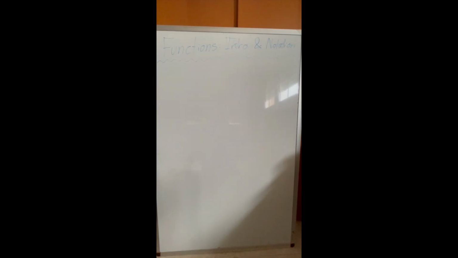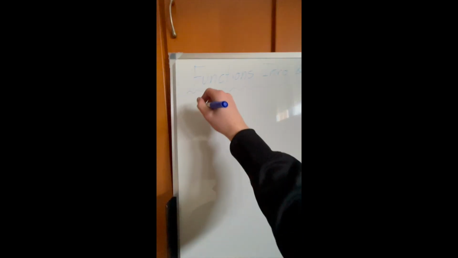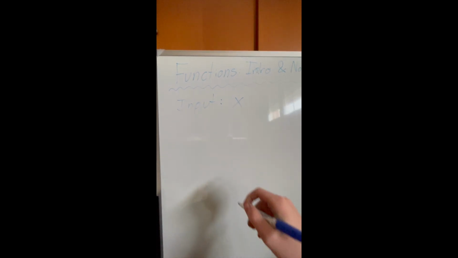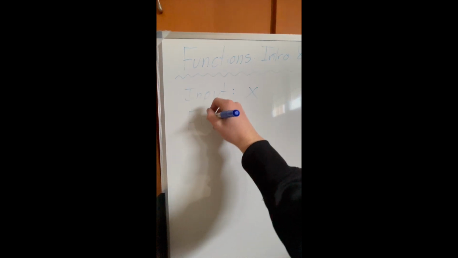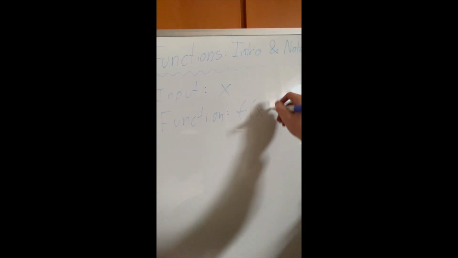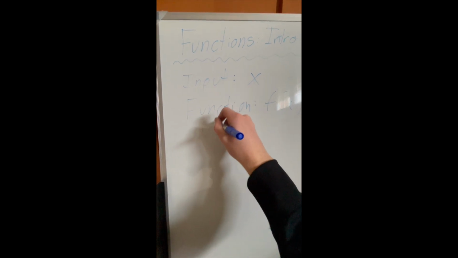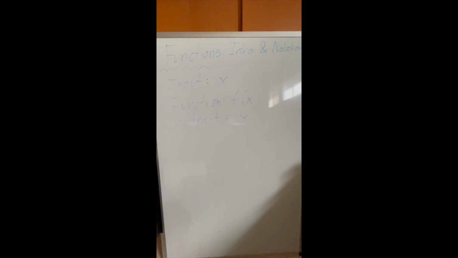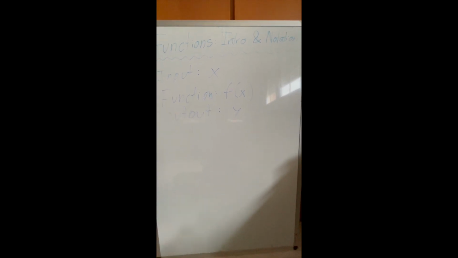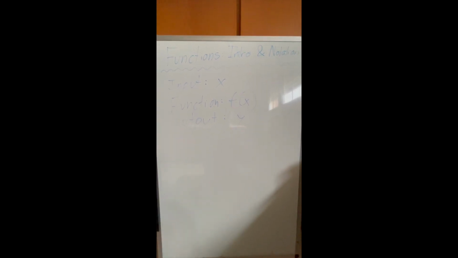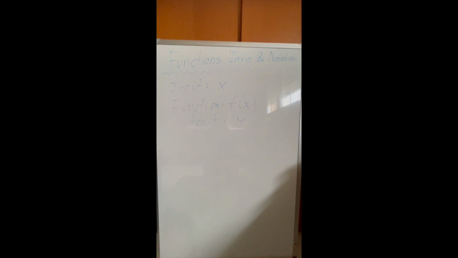In a function, we have three sections pretty much. We have our input, which is our x. We have our function or our machine, which is noted like so. And we have our output, which is our y value. A function is basically like a machine that takes an input, performs a specific operation, and produces an output based on the specific input. So for every input, there's exactly one output.